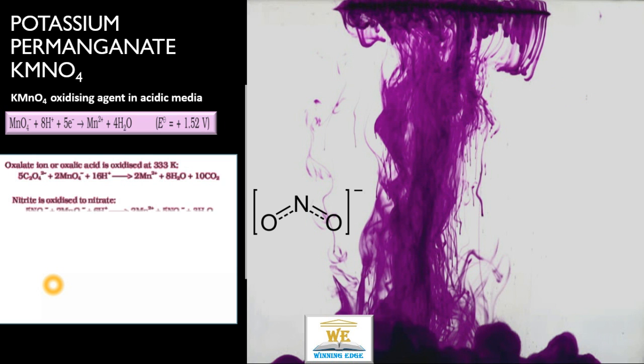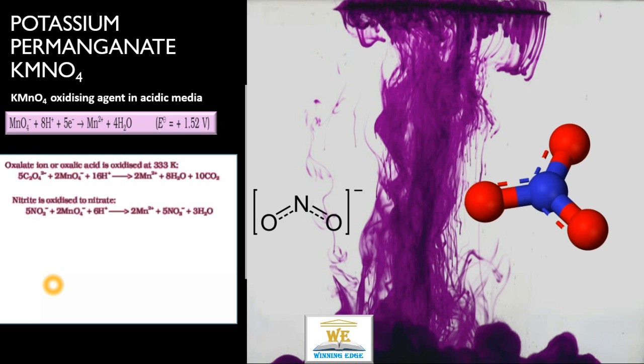Next reaction, nitrite to nitrate. Oxidation number changes from +3 to +5. So it means there is a transaction of 2 moles of electrons. So every mole of potassium permanganate will oxidize 2.5 moles of nitrite, or 2 moles of potassium permanganate will oxidize 5 moles of nitrite to nitrate.